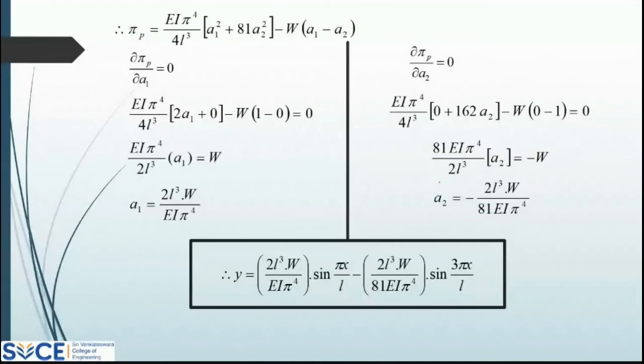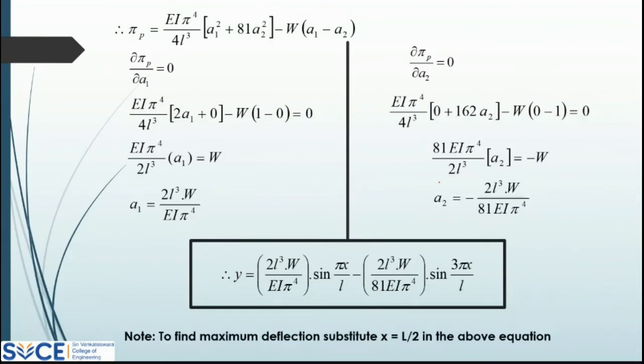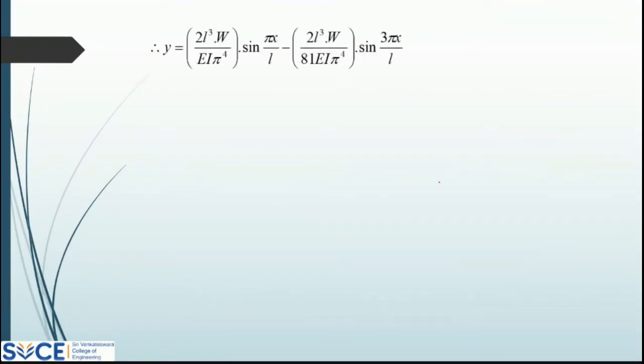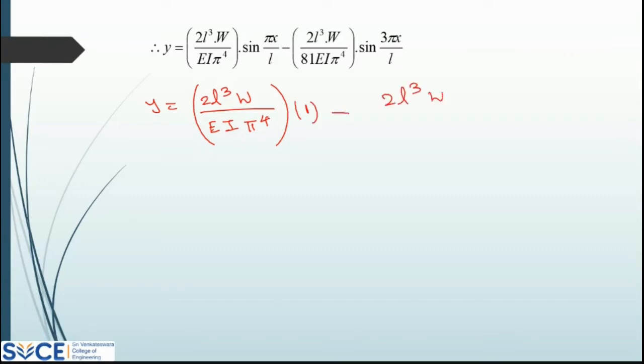So by substituting x is equal to L by 2, right? What happens for this equation? So let me substitute x is equal to L by 2. What will you get? You will get y is equal to 2L cube W divided by EI pi power 4, common term. This is L by 2, so if I substitute, I will get sine pi by 2, which is 1. Minus 2L cube W divided by 81 EI pi power 4 L by 2. So you are getting 3 pi by 2, and sine 3 pi by 2 is minus 1, so it becomes plus 1 here.